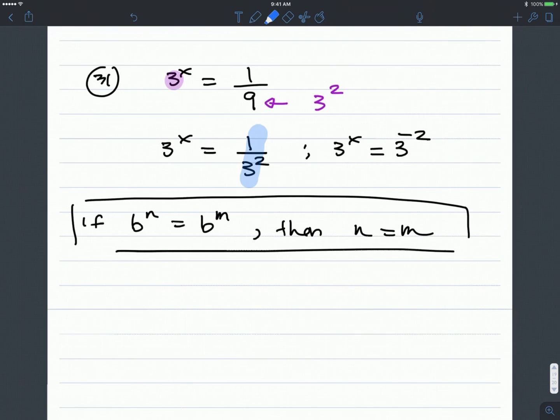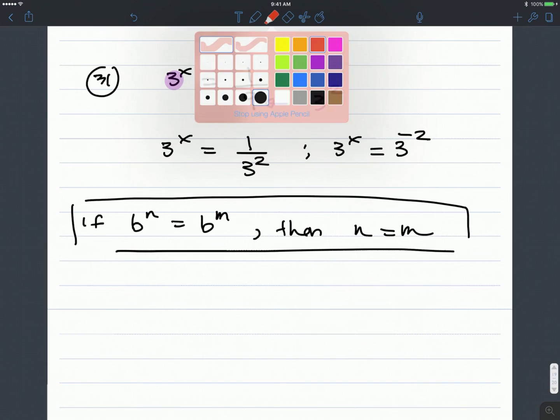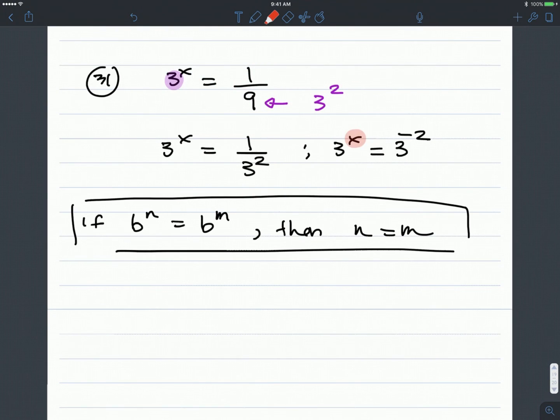You guys remember that? Weren't we working on those? Absolutely. What does that mean then? It means you're done because what do you want to notice? X is what? Negative 2. Don't we have the same base? We have the base 3. The base 3 tells us that x is negative 2.